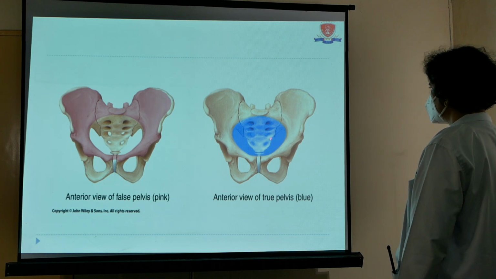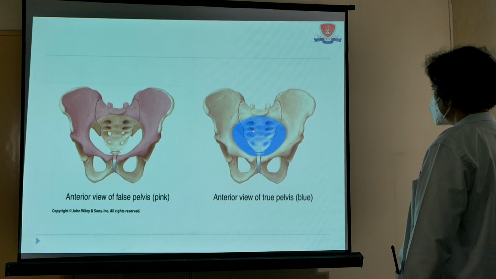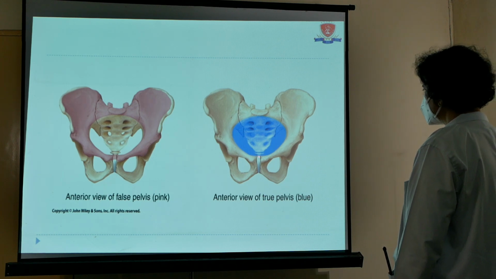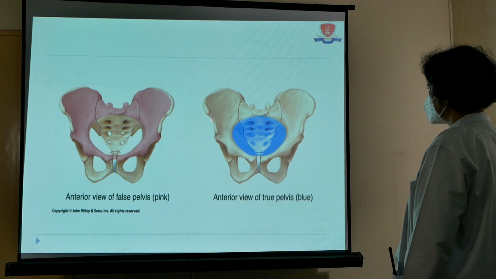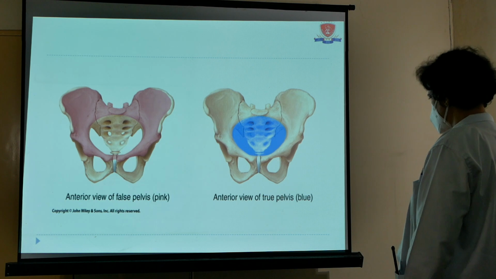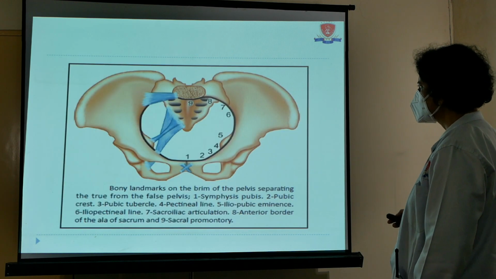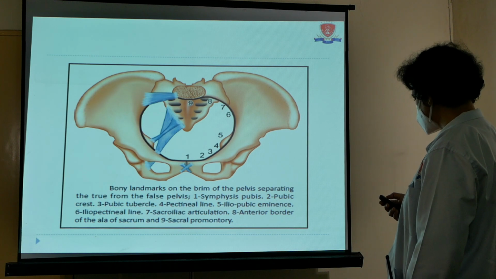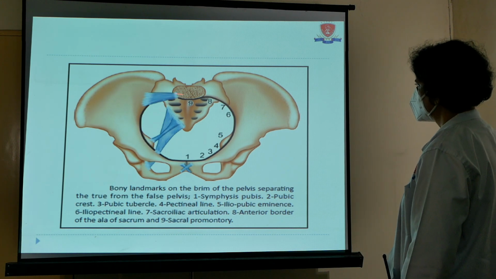This blue shading is for the true pelvis, and it includes the sacrum. These are the pubic symphysis, pubic bones, and posteriorly it is the ischial part. So these are the bony boundary of this pelvic inlet.